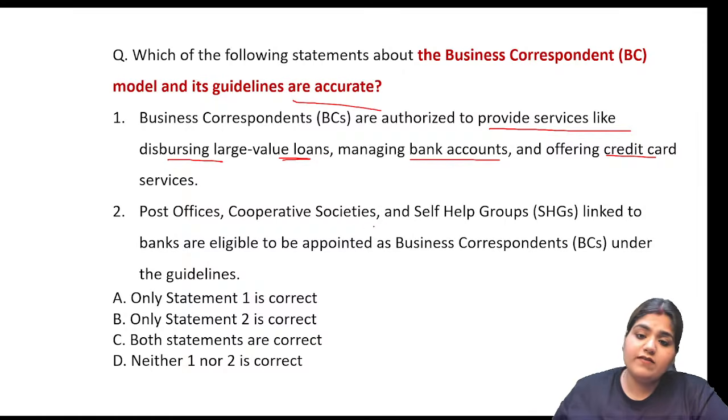A post office, cooperative society, SHGs can be BCs. Yes, they can be. B is the correct answer.